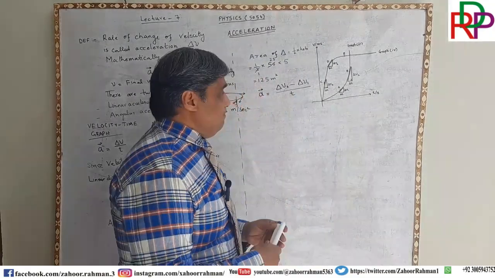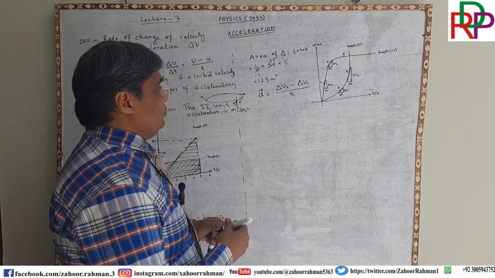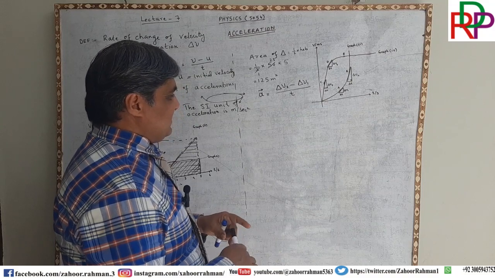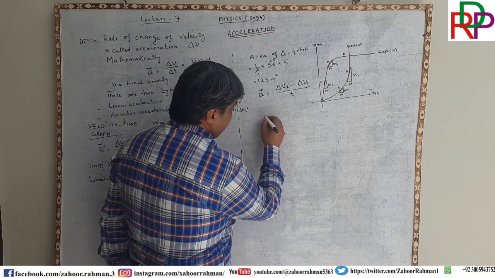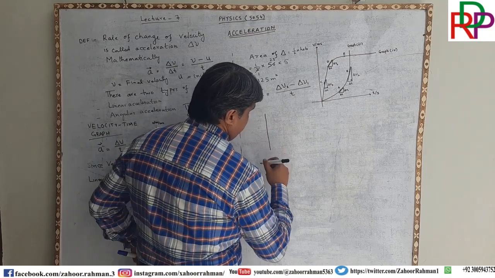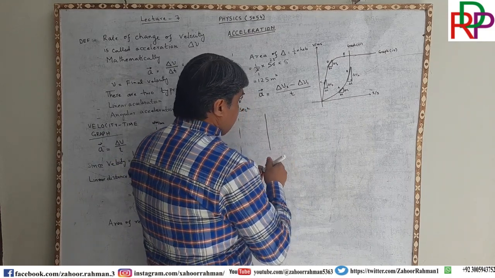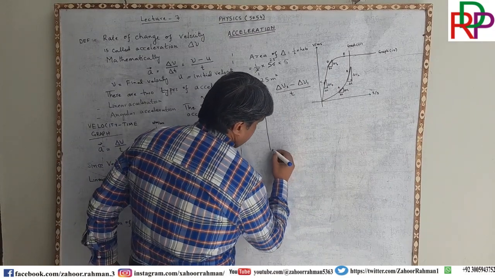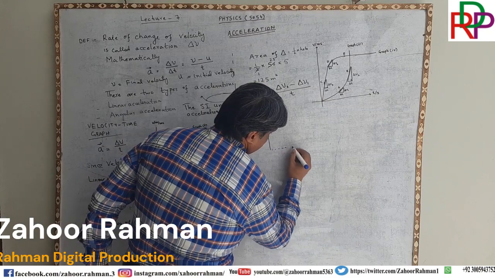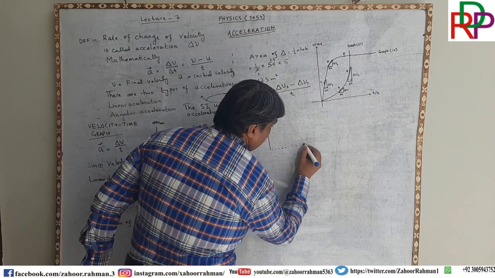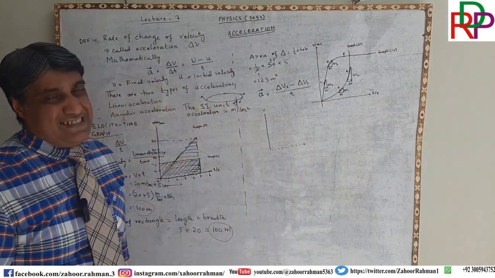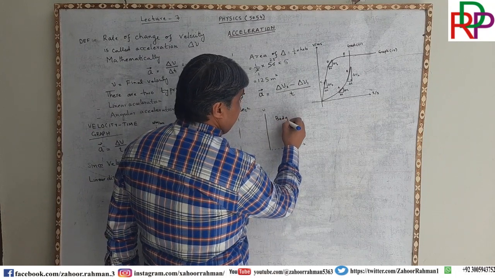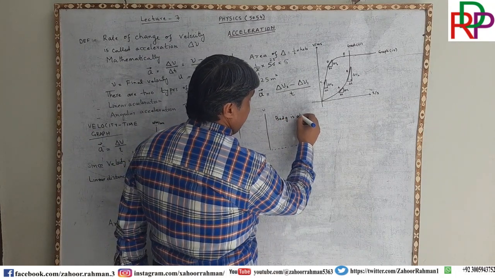Now, a very important topic: you will be tested in the CIE exam by being given these sorts of graphs. If this is velocity and this is the time, and the body is moving on the x-axis, it means that the body is at rest.